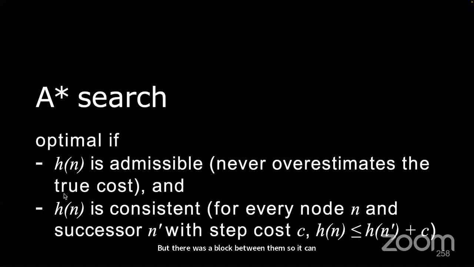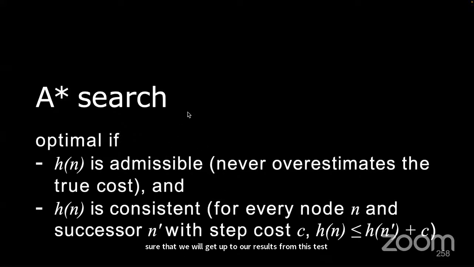And the second condition is that it needs to be consistent. For example, for every node n and its successor node n dash, which is c cost apart from the node n, we need to make sure that this condition must be fulfilled. This condition is very similar to the triangle inequality condition. So if we can guarantee that these two conditions are satisfied by our heuristic function, we can be sure that we will get an optimal result from this A-star algorithm.